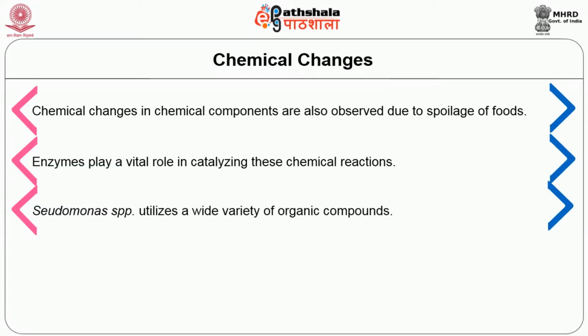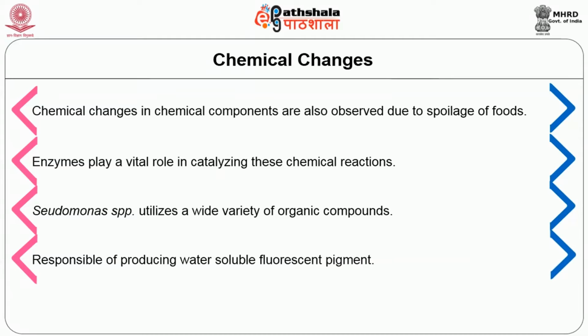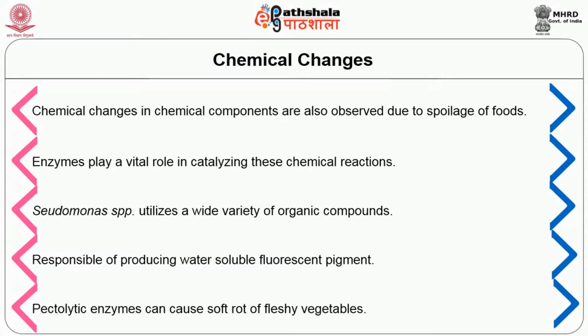Pseudomonas species utilize a wide variety of organic components and produce acids oxidatively from glucose or maltose. They are responsible for producing water-soluble fluorescent pigment such as fluorescein in spoiled foods. The above species is capable of producing catalase, oxidase and other enzymes that contribute to spoilage of refrigerated fresh animal products. Similarly, pectolytic enzymes can cause soft rot of fleshy vegetables.